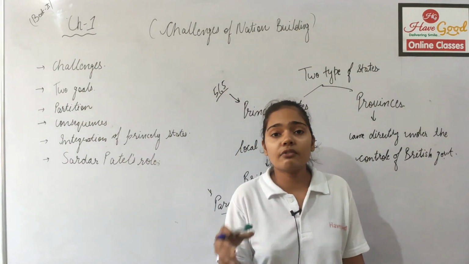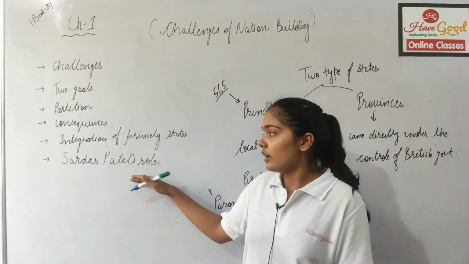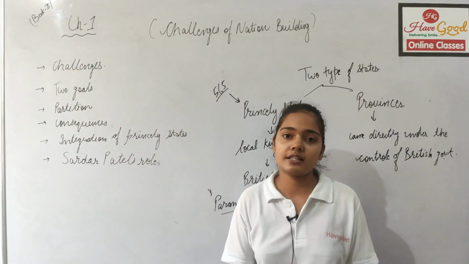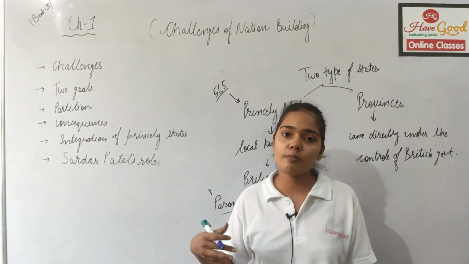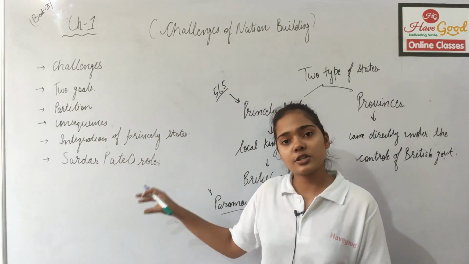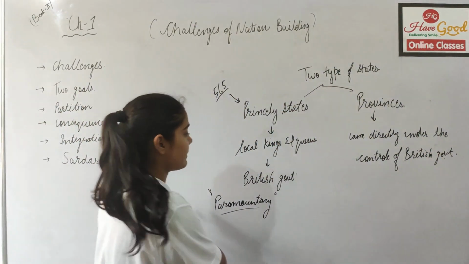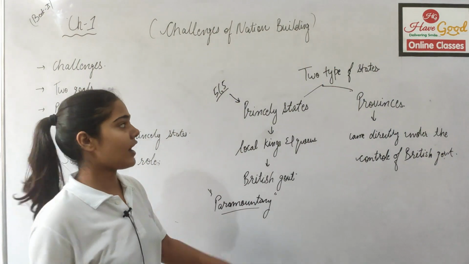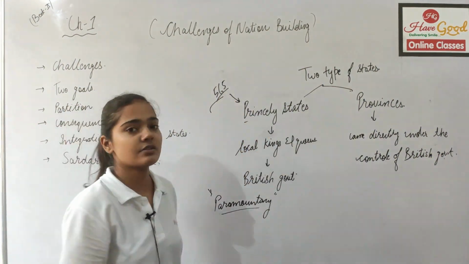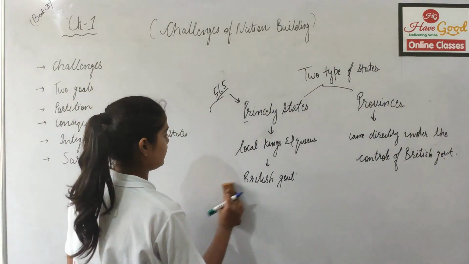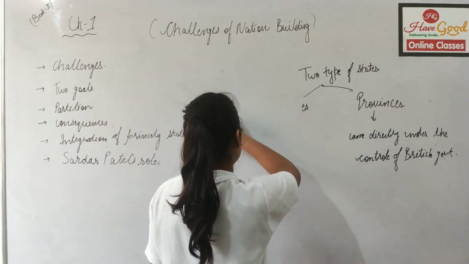And Sardar Vallabhbhai Patel played the most important role. He was the first deputy prime minister and home minister of independent India. Okay, he played the major role in persuading these 565 princely states to join the Indian Union. Now I'll tell you how he actually used his diplomatic power.